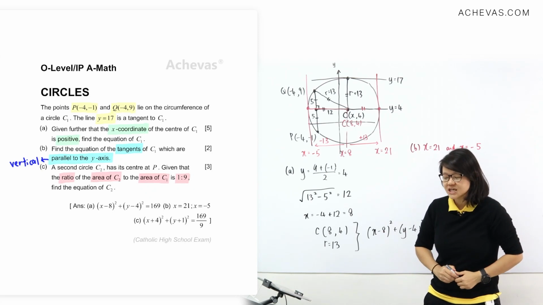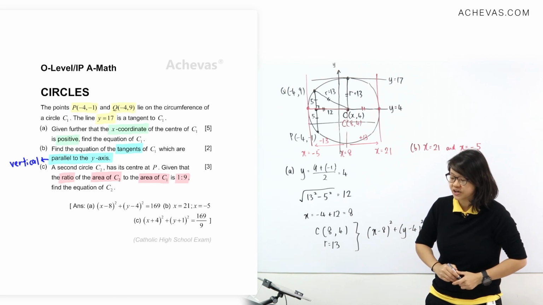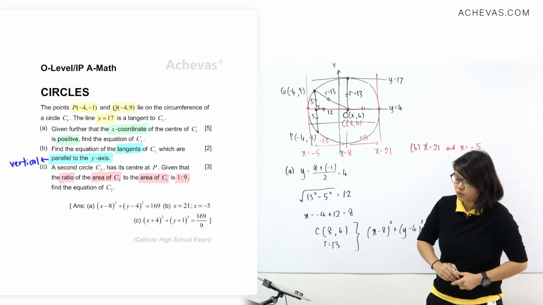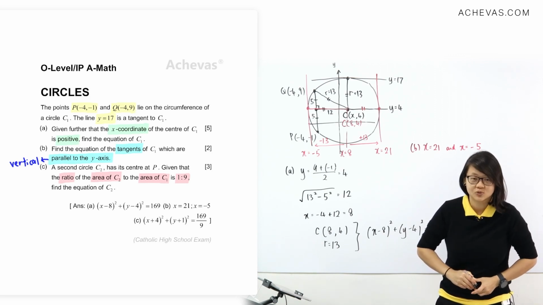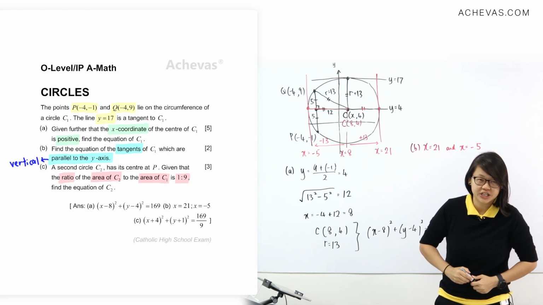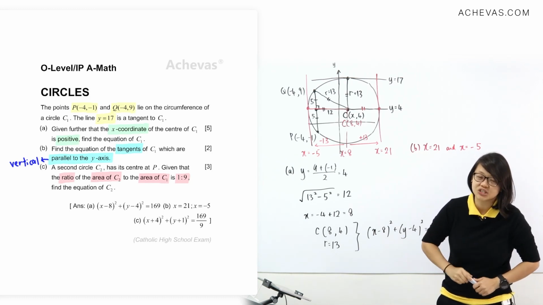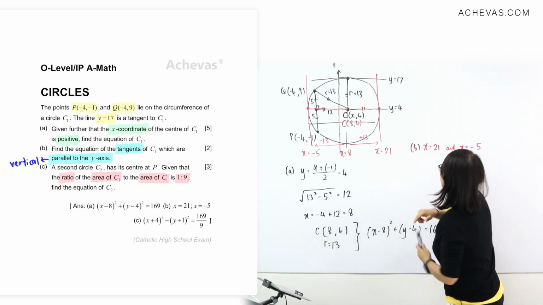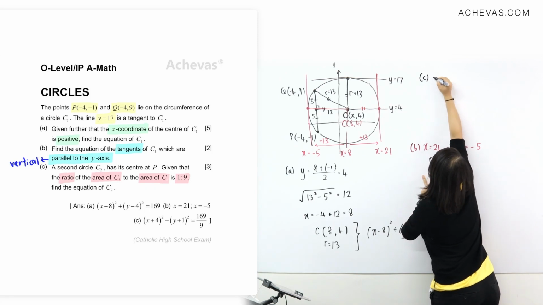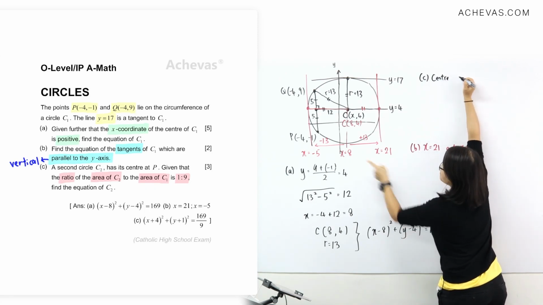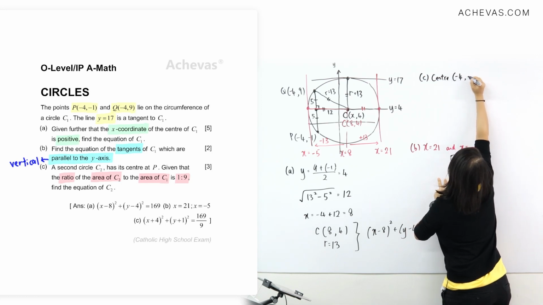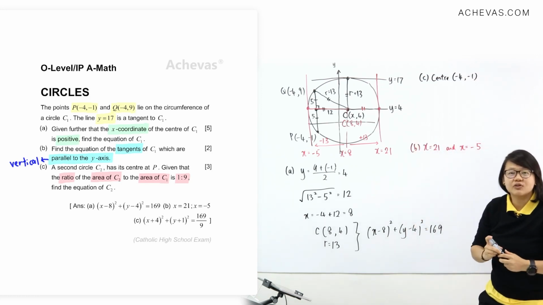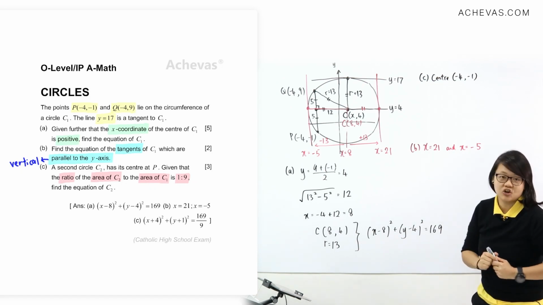Part C of the question: a second circle C2 has its center at P, given that the ratio of the area of C2 to the area of C1 is 1 to 9. Find the equation of C2. Again, to form an equation of the circle, we need the center and radius. In this question, we already know the center is P, which is (-4, -1). So what I need is the radius of the circle, and we are going to use the ratio of the areas.